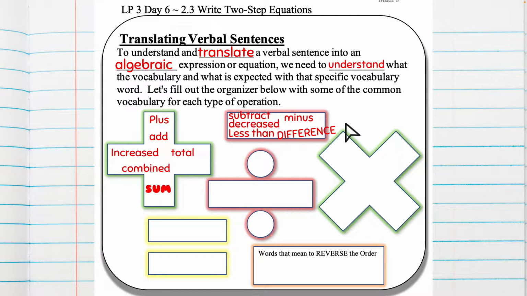All right, we're going to move down here to division. I can do divide or division, either one. Per or each can also mean to divide. Half: if I hear half, that means I'm dividing by 2. That's a very specific division.